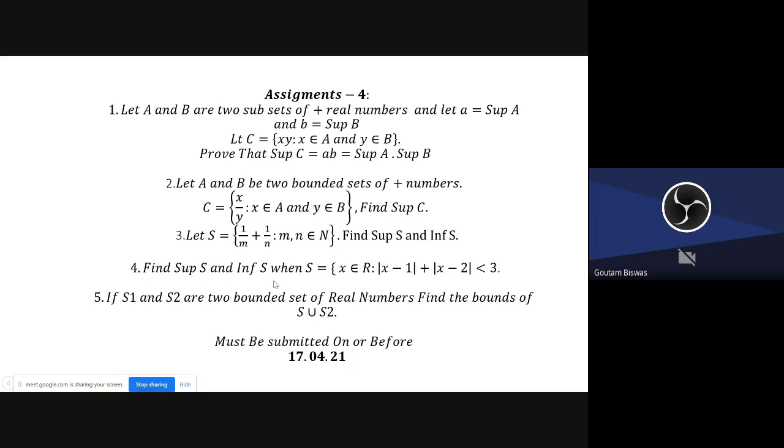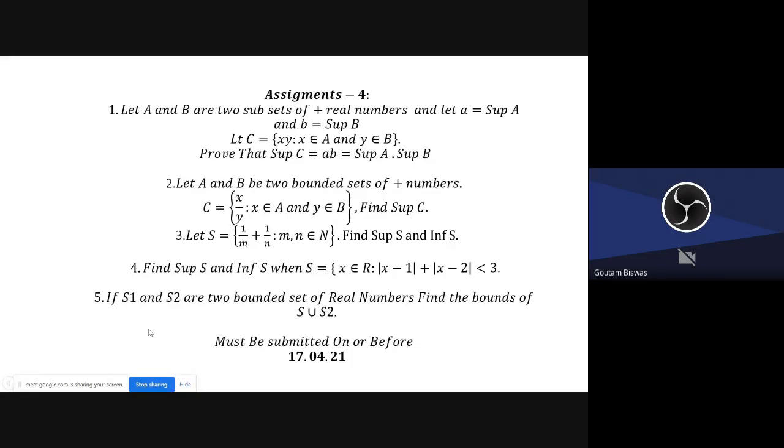Now this number 4, S is the set. Okay, sorry, there is another printing mistake. Now you have to find out the infimum and supremum. So first you have to show that S is a bounded set. Then from this definition of the set, it is bounded. Then you have to show what the supremum is and what the infimum is.